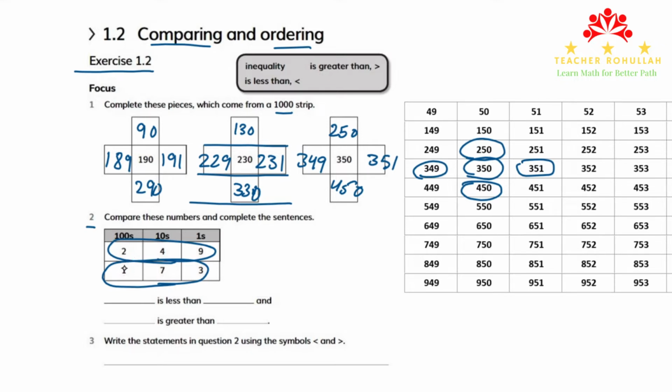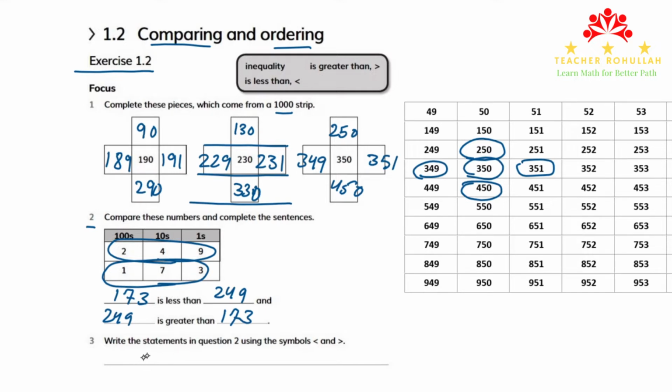So the first number is bigger or greater than the second number. To complete these sentences, we can write that 173 is less than 249, and 249 is greater than 173. We are done with question number 2. Let's go down to question number 3.